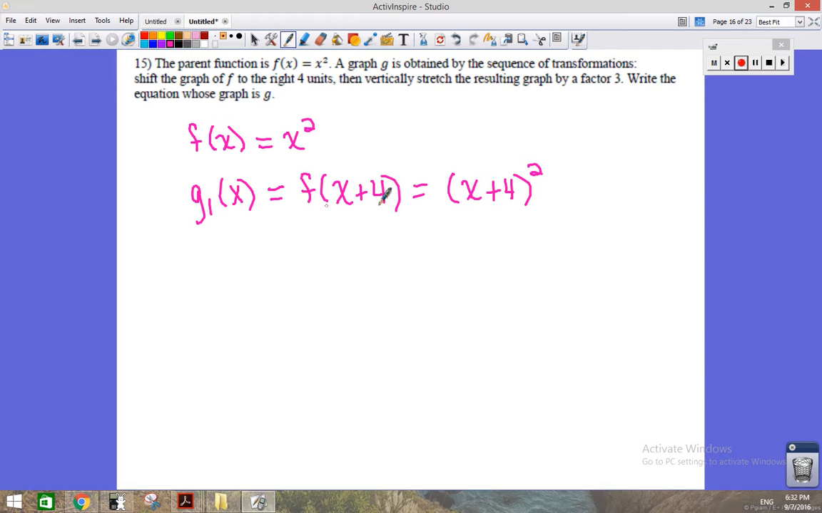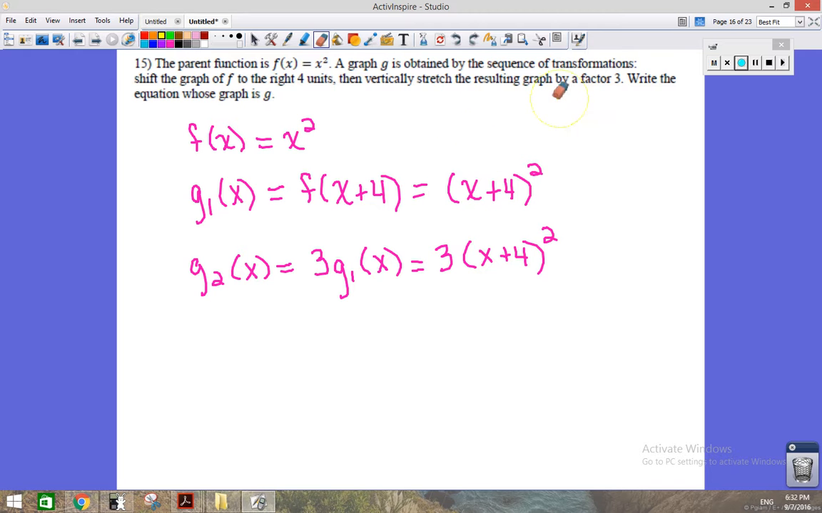Now, we're going to take this result and build a new graph. What's the next transformation? It's a vertical stretch by a factor of 3. So we're going to multiply. Vertical stretches multiply the output of the function, not the input. So the output of G1, and G1 we know to be this x plus 4 quantity squared, so we're just multiplying that by 3. Now, we're done.